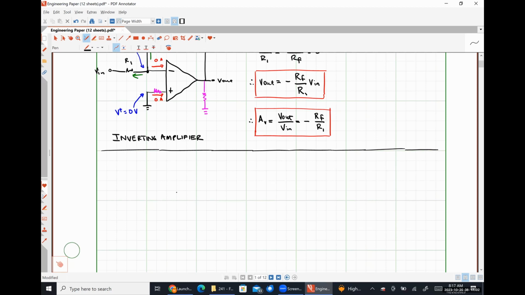Give myself a little bit more room this time. I've still got my feedback resistance R sub F connecting my inverting input terminal to my output terminal. I'm going to measure my output voltage directly at my output terminal. I'm still going to have this resistor R1 here. The change that I am going to make is that I'm going to swap the positions of ground and where I apply my input voltage.